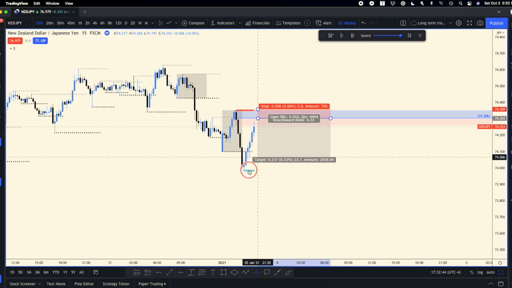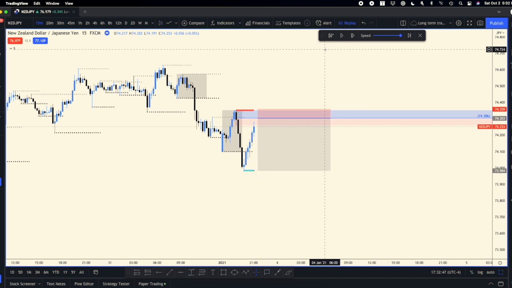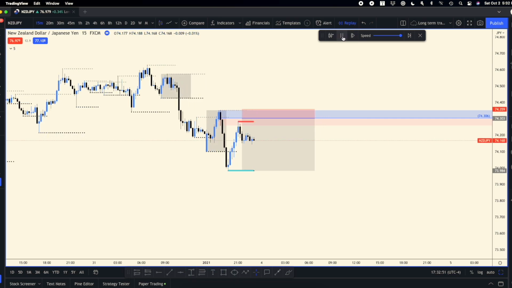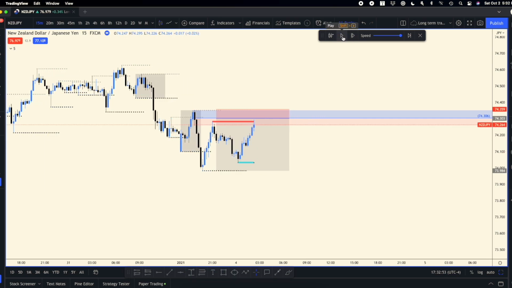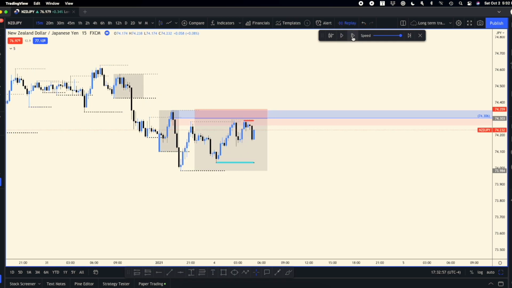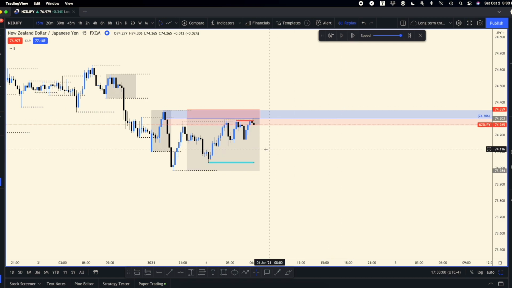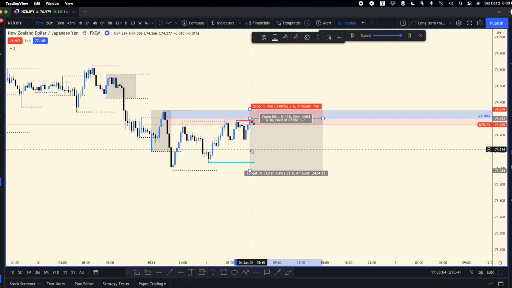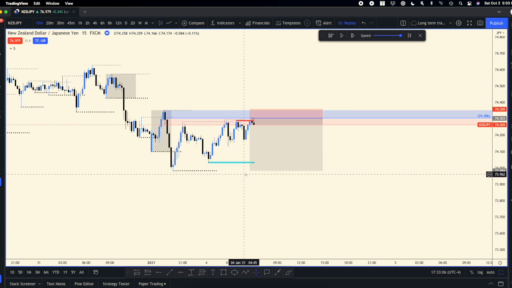So targeting lower side liquidity. See if we get tapped in. And oh, hold on. Do we get tapped in? All right, we're in. Let's move it this way.